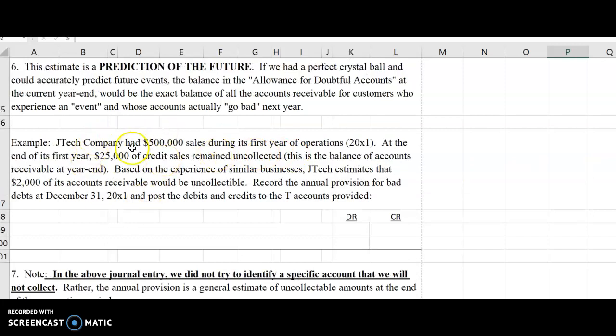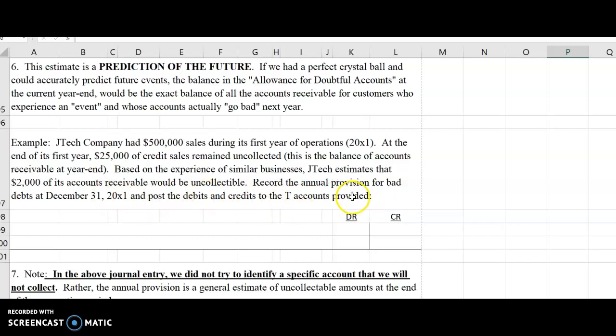J-Tech Company had $500,000 of sales during its first year of operations, 20X1. At the end of its first year, $25,000 of credit sales remain uncollected. This is the balance of accounts receivable at the end of the year. Based on the experience of similar businesses, J-Tech estimates that $2,000 of its accounts receivable will be uncollectible.